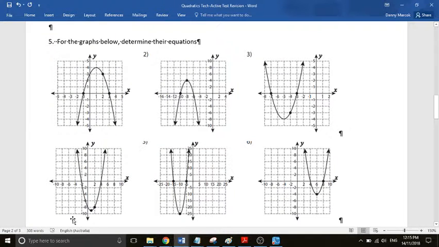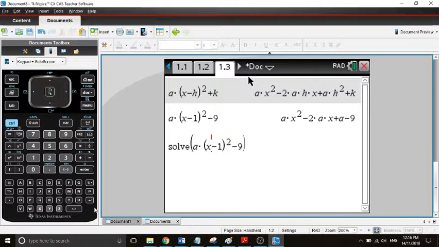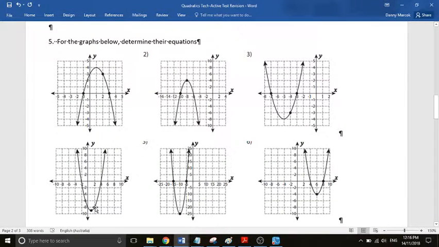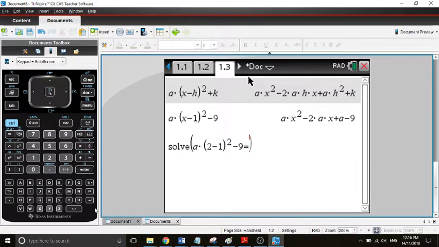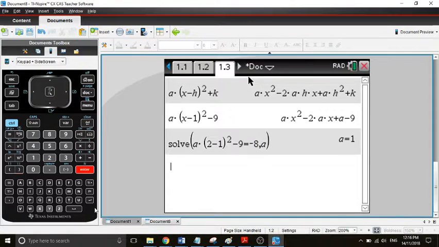So we're going to say here we've got our other point at 2. So wherever we've got x, we're going to write 2. So I'll say 2 minus 1, and then this equals negative 8, because that's our other point, 2 and negative 8. And we're solving for a again. It tells us that a is equal to 1. So we'll take this, and instead of a, we'll write 1. And that's what we've got there.